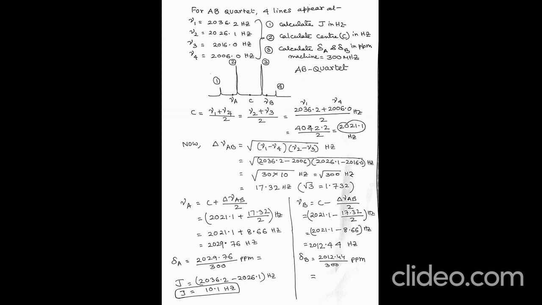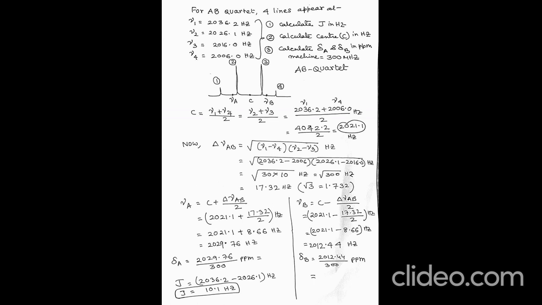Now in this problem, an AB quartet is given, where the 4 lines of the AB quartet appear at 2036.2 Hz, 2026.1 Hz, 2016.0 Hz and 2006 Hz in a 300 MHz machine. After that we need to calculate J in Hz, calculate the center of the AB quartet in Hz, and calculate delta A and delta B in ppm.